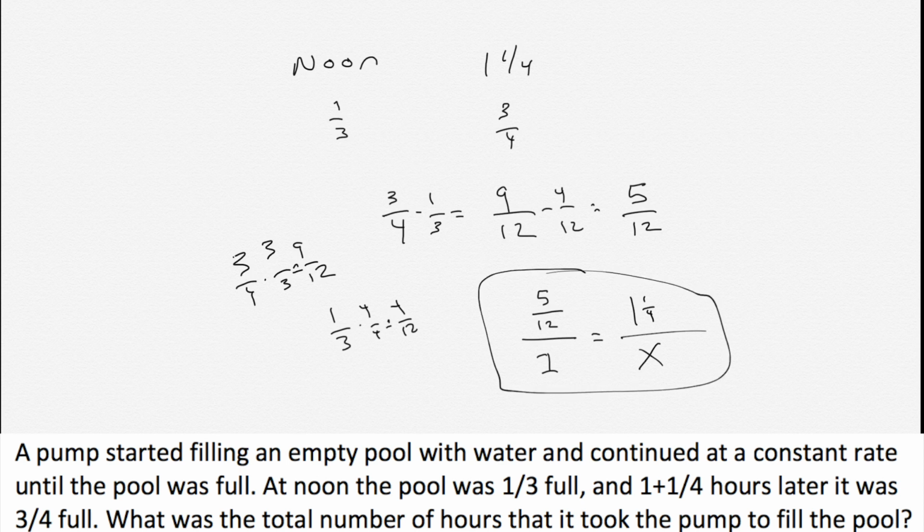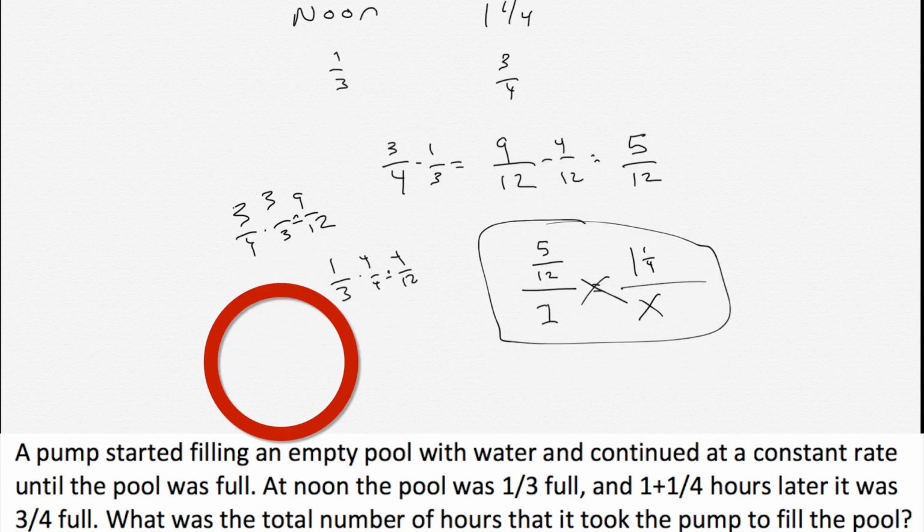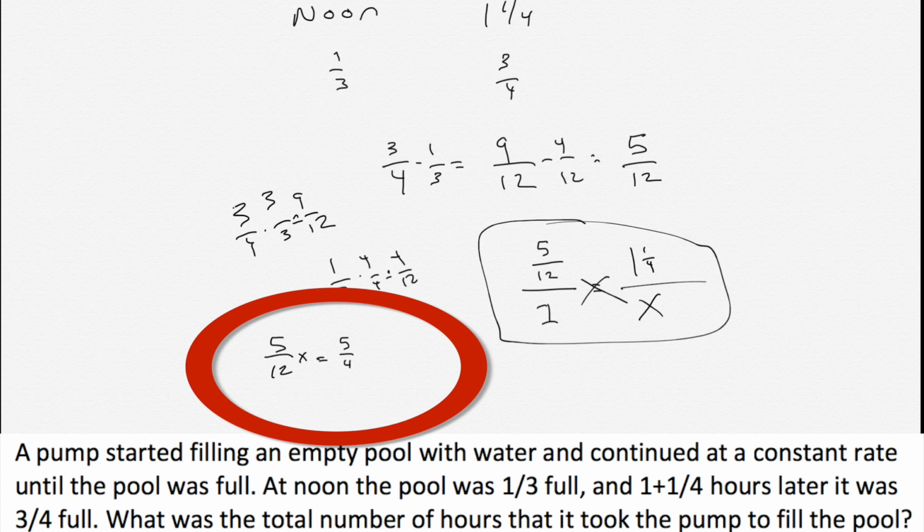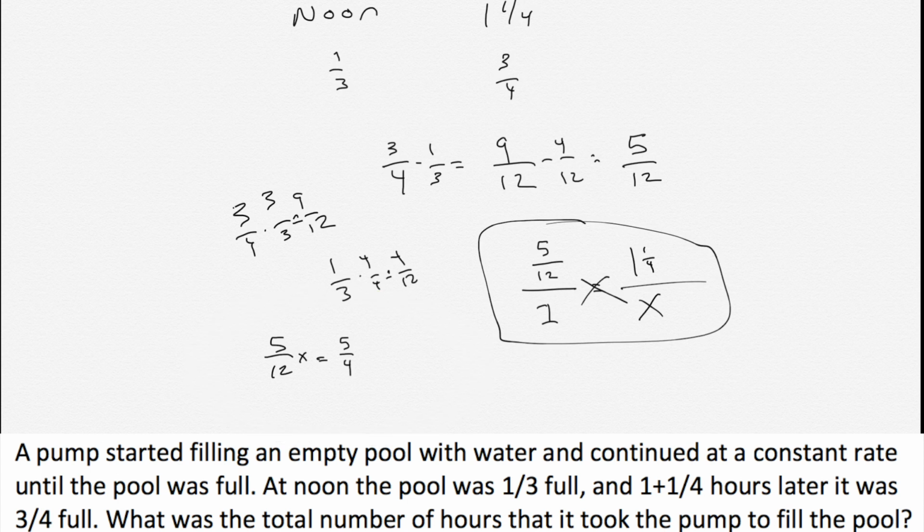And then at that point, we could just cross multiply. The product of the means equals the product of the extremes. So 5/12 times x is 5/12x, and then 1 1/4 is 1 1/4. I'd probably make that 5/4 right now instead of 1 1/4, just so it's a little easier to multiply. And at this point, we just multiply each side by 12/5.